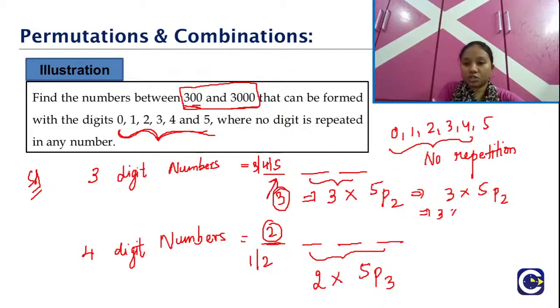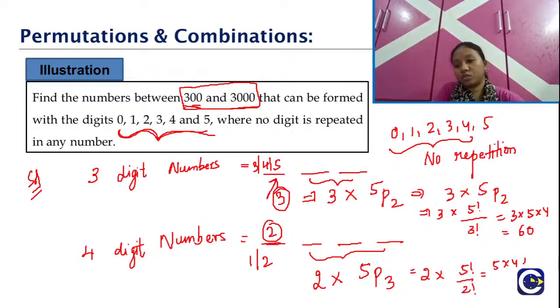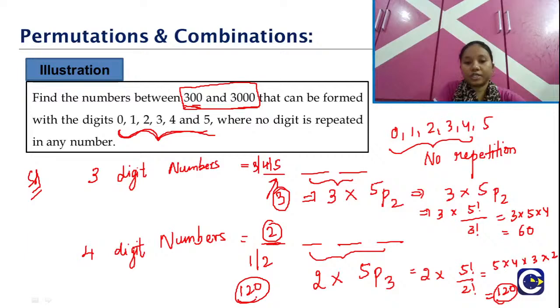So it will be 3 into 5 factorial by 5 minus 3 factorial, which is 3 factorial. So it will be 3 into 5 into 4, which is 60. And here it will be 2 into 5 factorial by 2 factorial, which is 5 factorial. That means 5 into 4 into 3 into 2. So 60 into 2, it will be equal to 120. So the number of 4 digit numbers which are satisfying the condition will be 120.